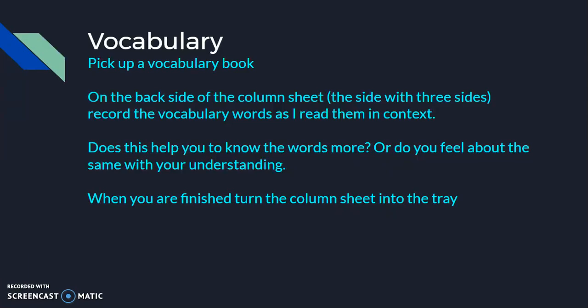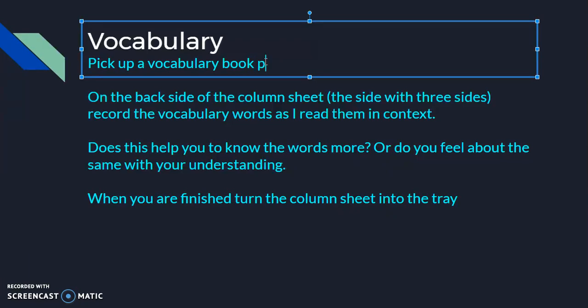All right, when you return to your seat, we are going to go right ahead and start on the vocab in context. So you should turn your page in your book to page 22. Let's put this up here. You should be on page 22 through 23.